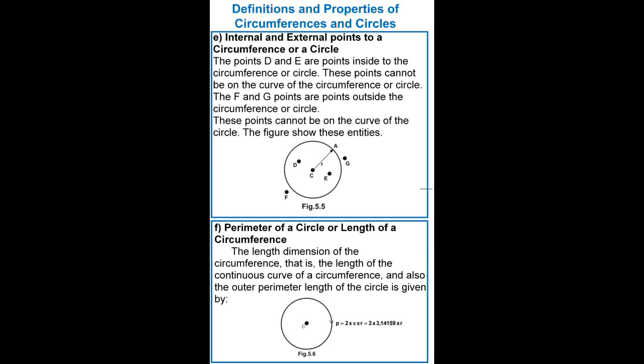In this second part of this slide, it shows the definition of the perimeter of the circumference and the circle. The dimension or length of the circumference or circle, that is, the complete curve of a circumference or circle, is called a perimeter. The value of the perimeter is given by 2 times the value of the constant pi, that has the value 3.14159, multiplied by the value of the dimension of the radius.